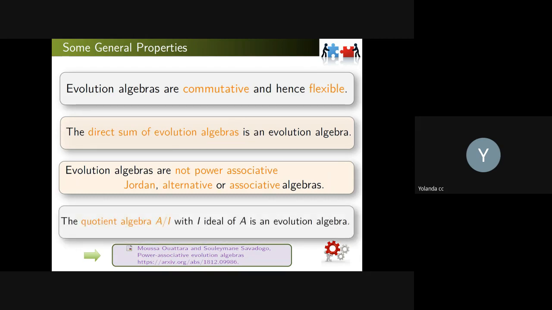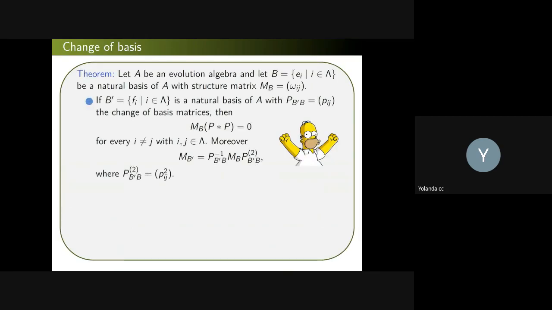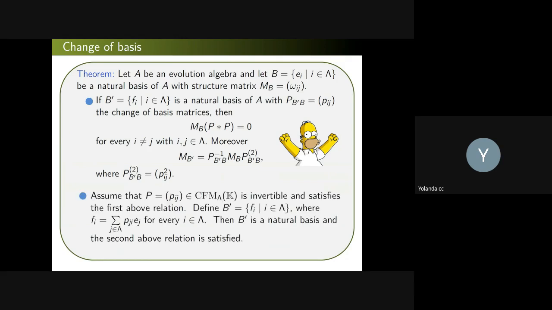And finally, if A is an evolution algebra, then the quotient algebra over an ideal, an arbitrary ideal, is an evolution algebra too. Okay? This result gives us the matrix of change of bases and the relation between two structure matrices corresponding to two different bases. The first identity provides the condition to transform natural bases into natural bases. And the second identity gives us how to compute the new structure matrix. Okay, those are the two identities that we have in the theorem.